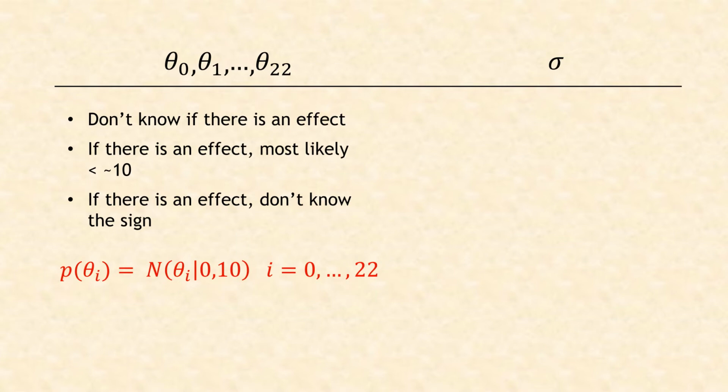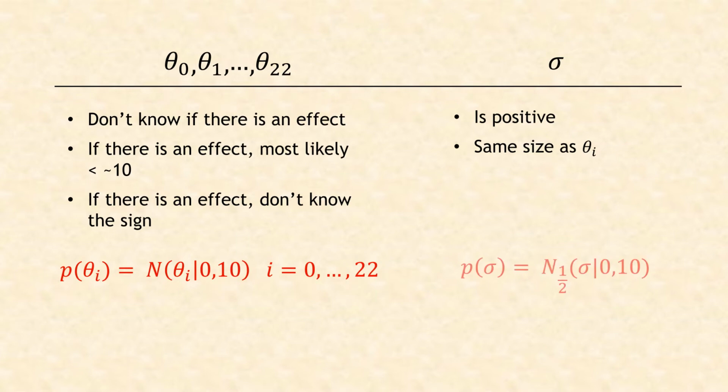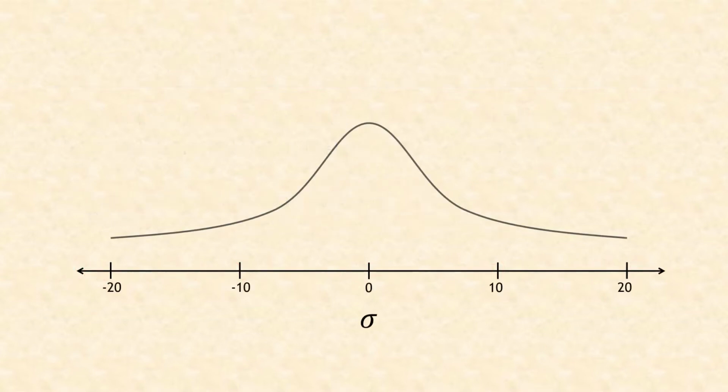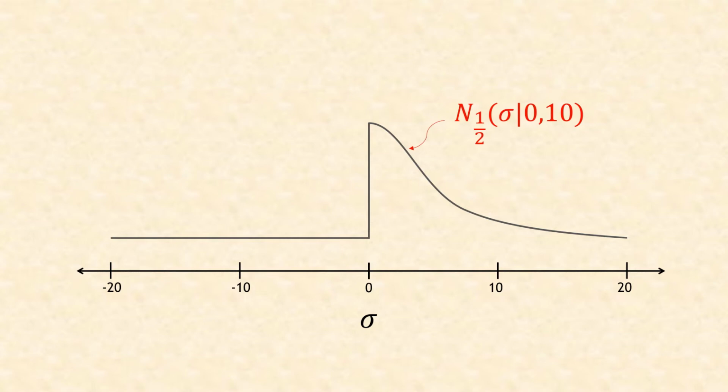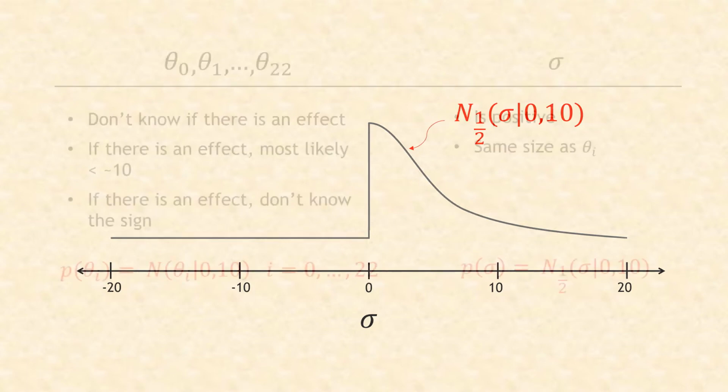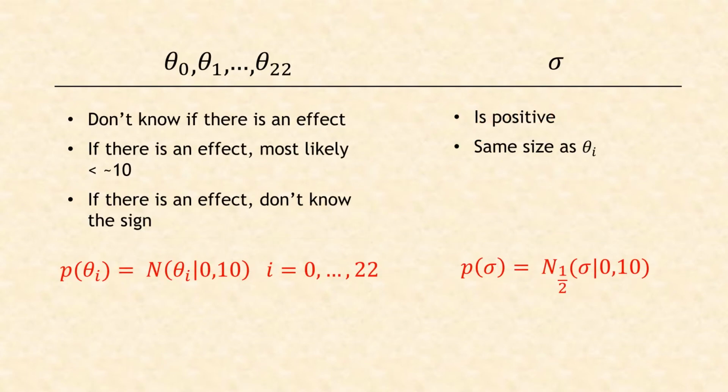For sigma, we want to choose a prior that reflects two facts. Sigma is a positive value, and it's also the same order of magnitude as the coefficients. One of the most common priors for this situation is a half normal. This is like a normal, but it's been chopped in half, so it only has support in the positive regime. With sigma, we are also being quite weak in our assumptions, but also enforcing a very important property of the parameter, that it must be greater than 0.